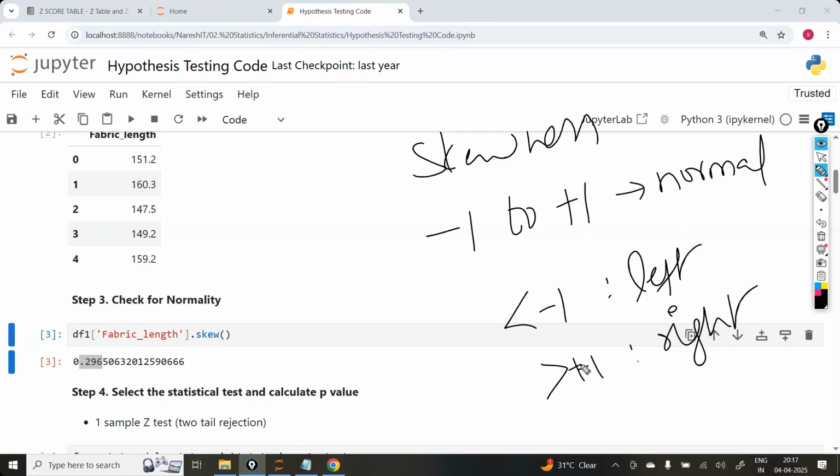If it crosses more than that, sir, why sir? Here also it is basically not normally distributed, but it does not have that much deviation. For example, you were told 29 marks, okay, 29 marks. Now you got 28.9.